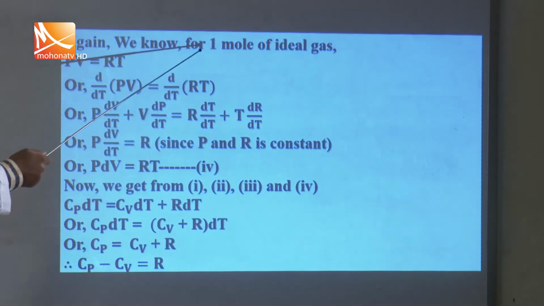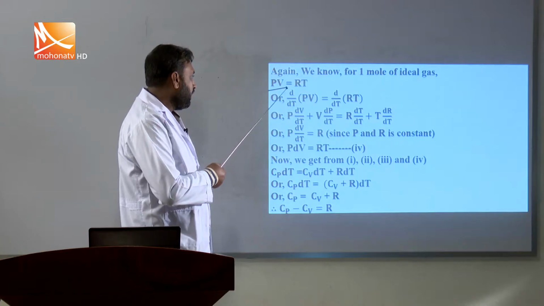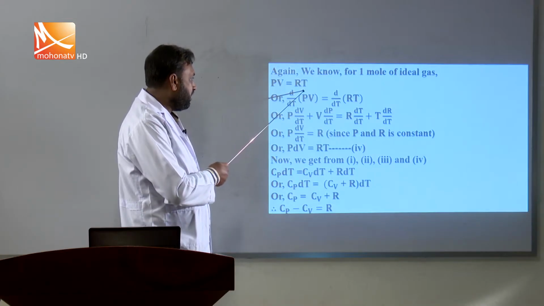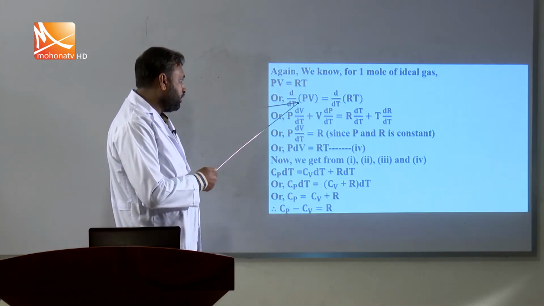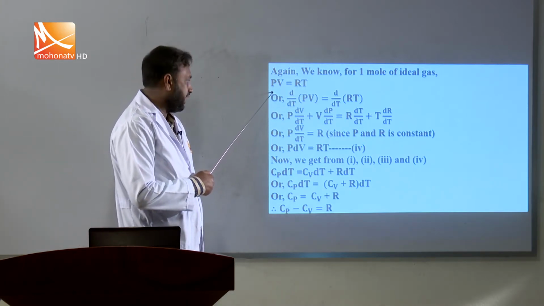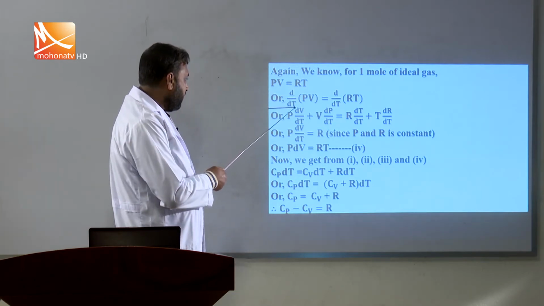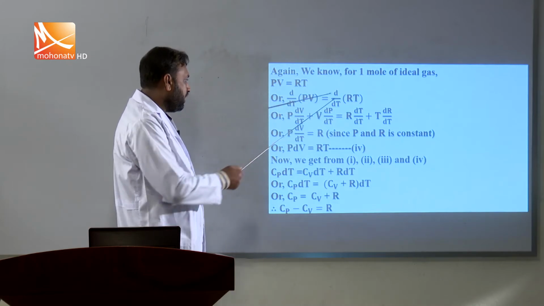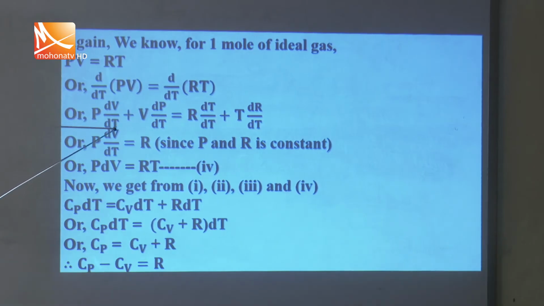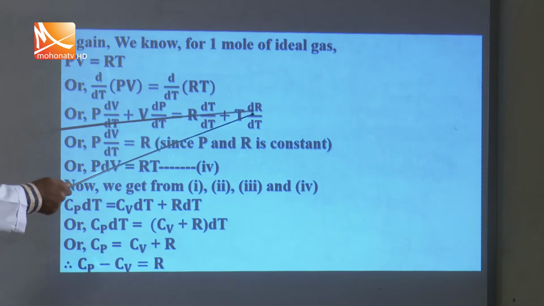Again, we know for 1 mole of ideal gas, the equation PV equals RT. Now we differentiate this equation with respect to temperature T. So d/dT of PV equals d/dT of RT, or P dV/dT plus V dP/dT equals R dT/dT plus T dR/dT.